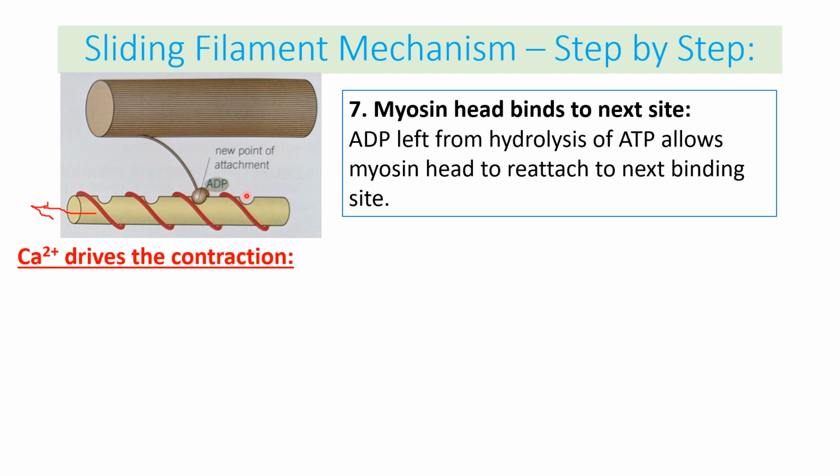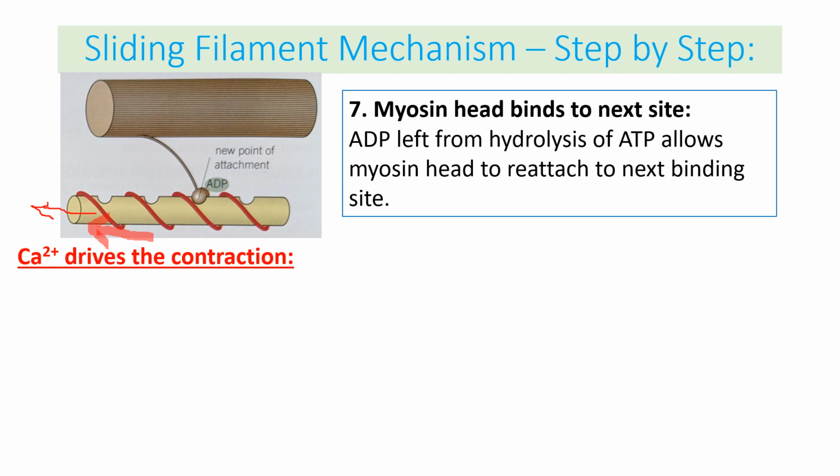So that constant switch between ATP being broken down to ADP, being released and then replaced by new ATP, causes the movement of the actin molecule along this way in towards the center of the sarcomere. Notice the myosin isn't moving. Okay, so the thin filament, the actin moves, not the myosin.